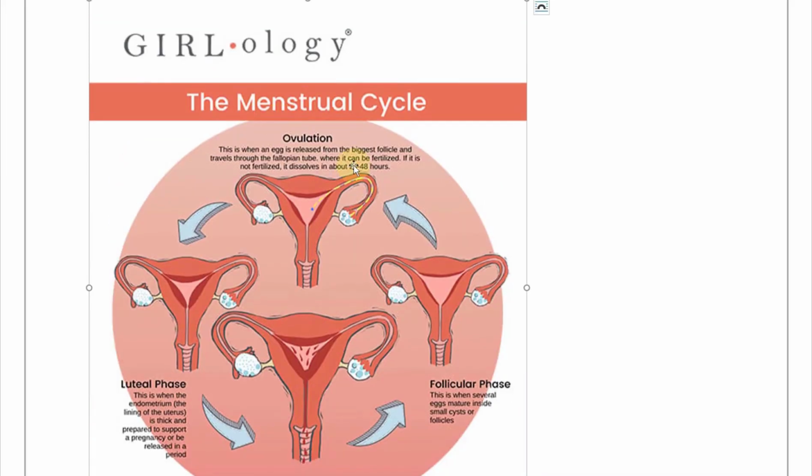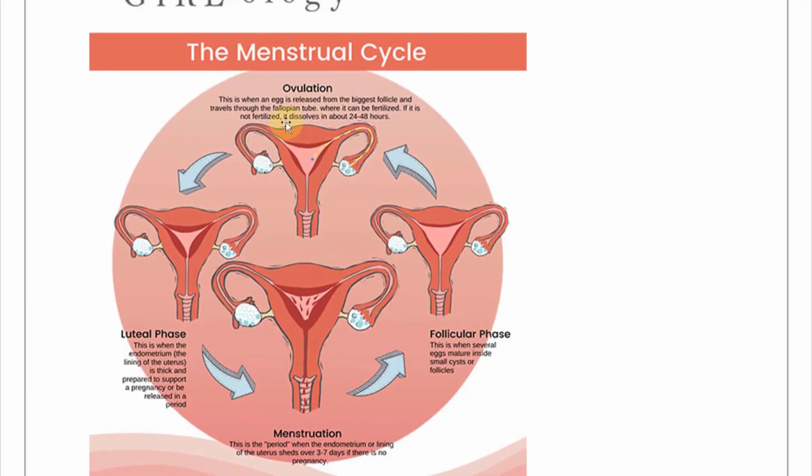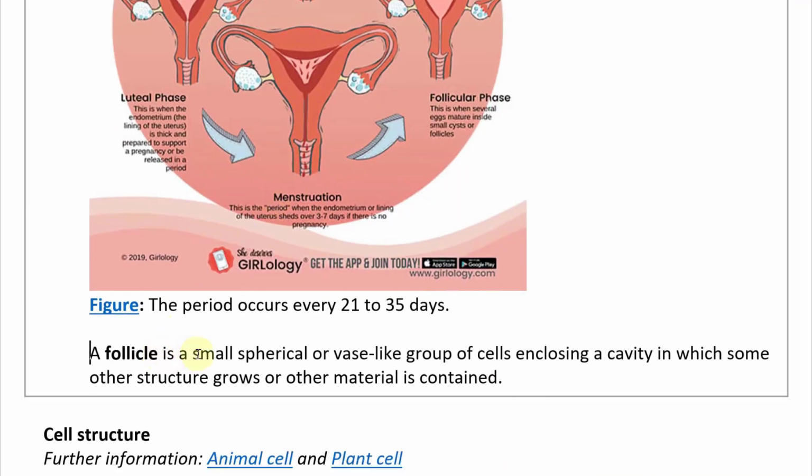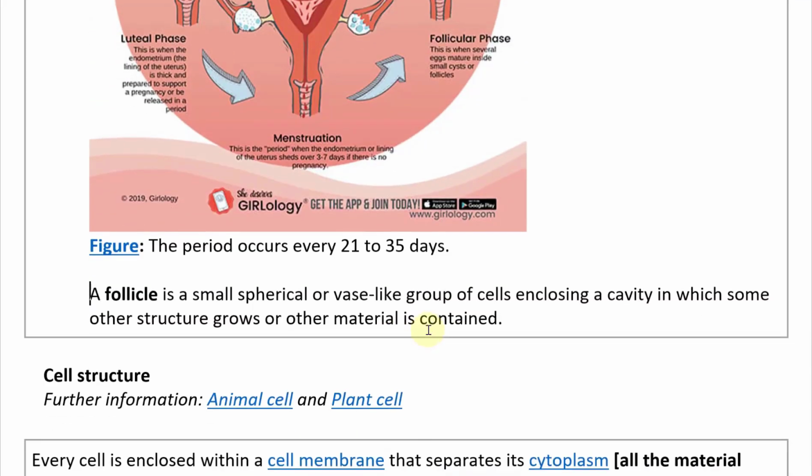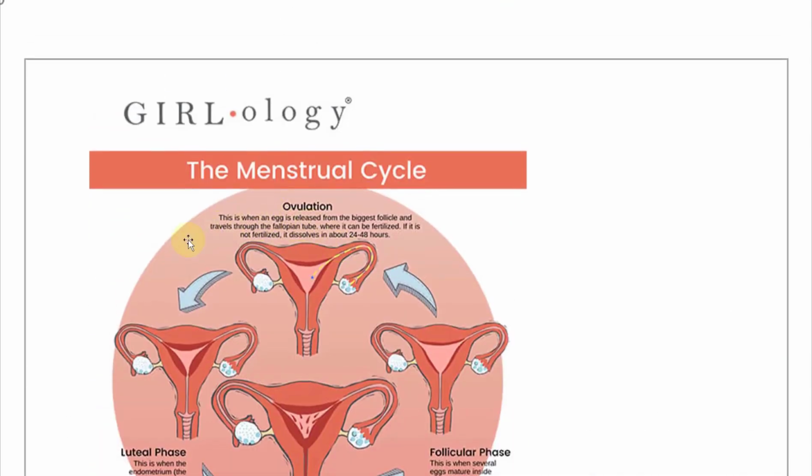This is when an egg is released from the biggest follicle and travels through the fallopian tube where it can be fertilized. If it is not fertilized, it dissolves in about 24 to 48 hours. So the egg released from the biggest follicle goes down here. A follicle is a small spherical or vase-like group of cells enclosing a cavity in which some other structure grows or other material is contained. In this case, the egg is produced inside the follicle with the cavity.